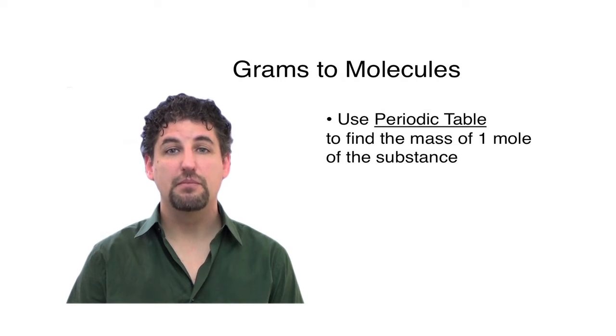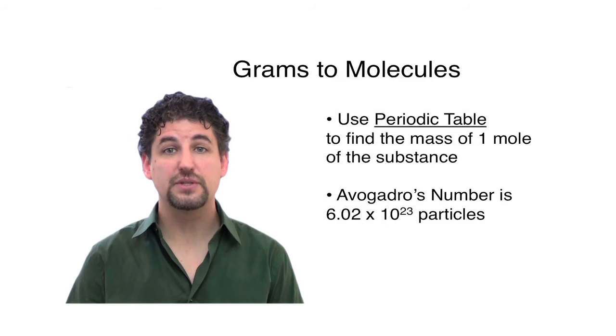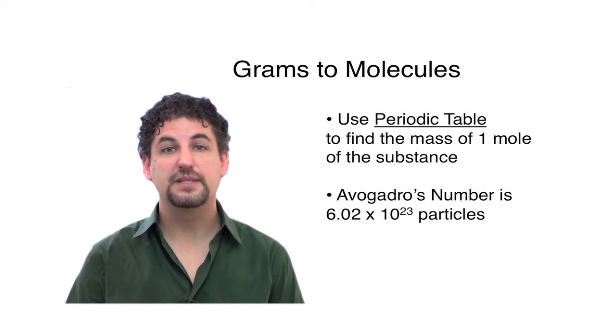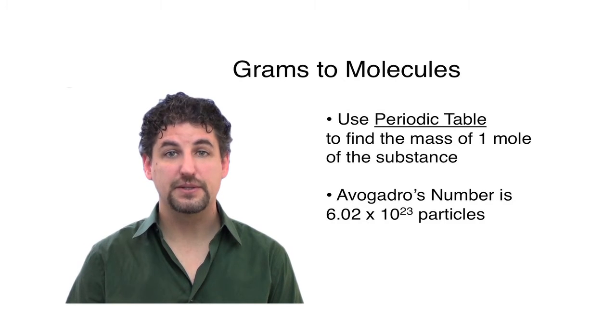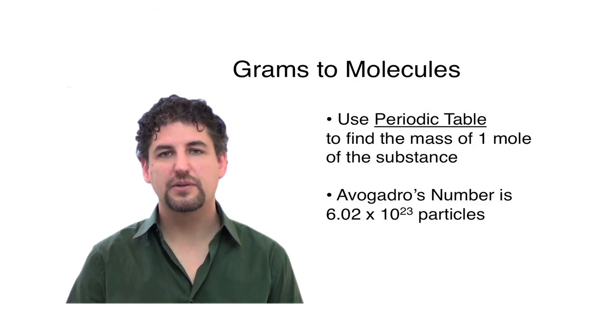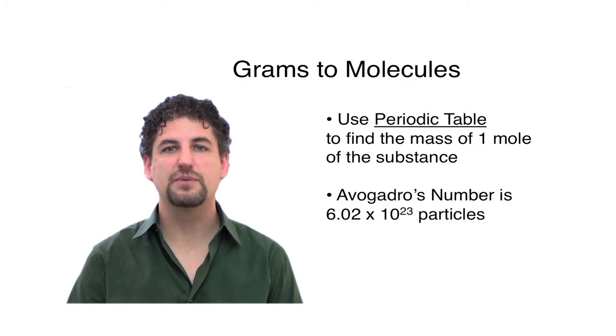Now to go from moles to molecules, which is kind of step 2, you're going to need to use Avogadro's number. Avogadro's number is always the same. It's 6.02 times 10 to the 23rd particles. In this case, the particle that we're dealing with is a molecule. Particles can be other things too, but in this video I'm showing you a particle called a molecule. So 6.02 times 10 to the 23rd molecules.